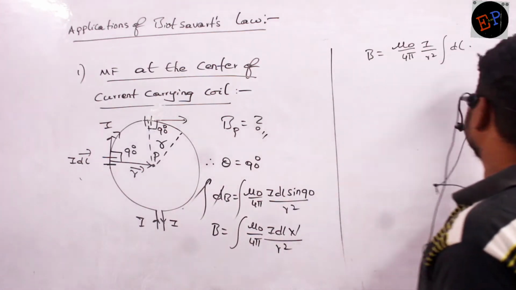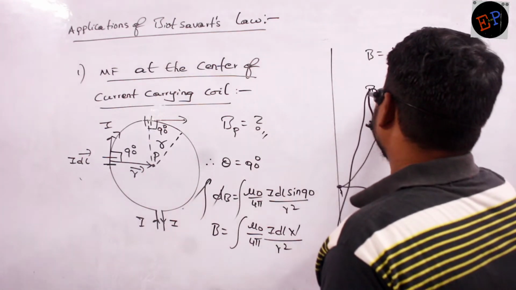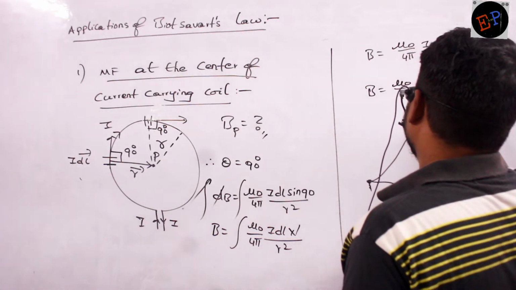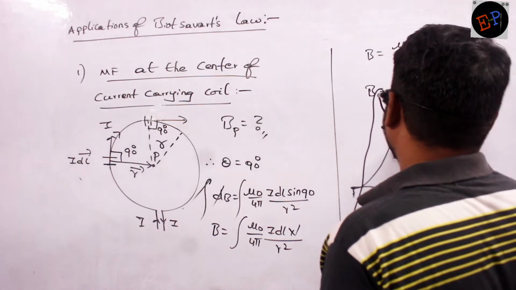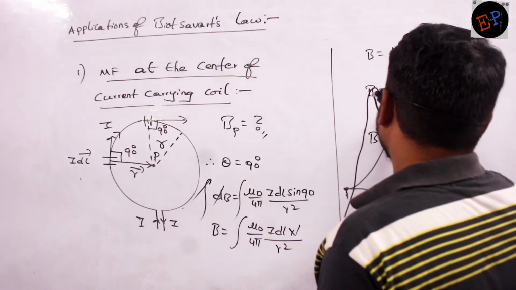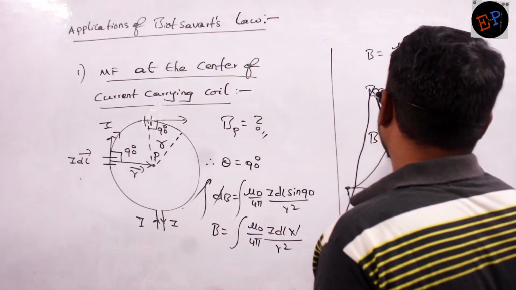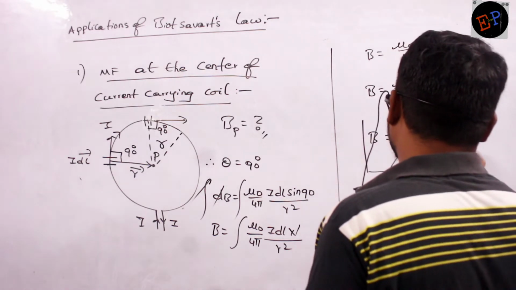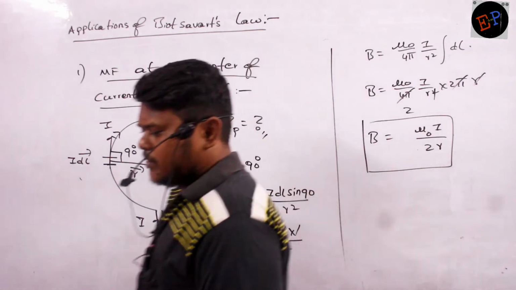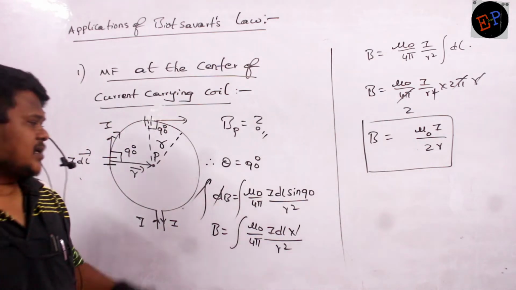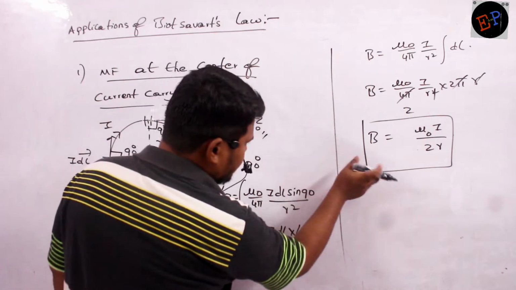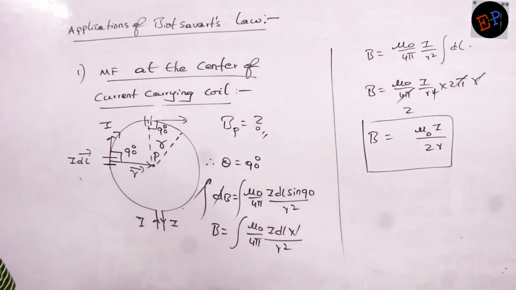So B is equal to mu naught by 4 pi, I by r square, multiplied by 2 pi r. So square and r get cancelled, and 2 pi, 2 pi cancel. So B is equal to mu naught I divided by 2r. This is the equation to calculate the magnetic field exactly at the center of the current carrying conductor. Are you able to understand? You should learn these formulae by heart: mu naught I by 2r.